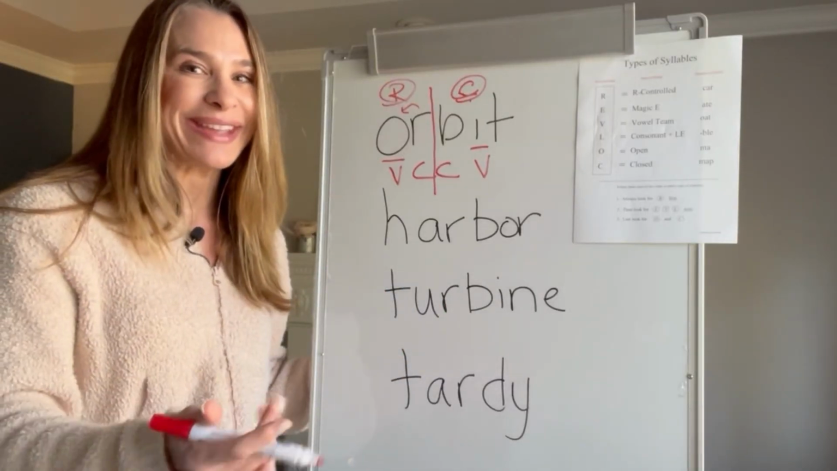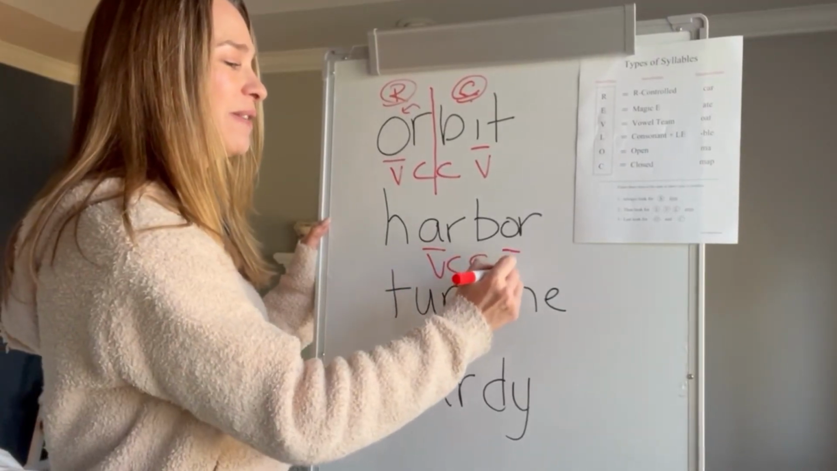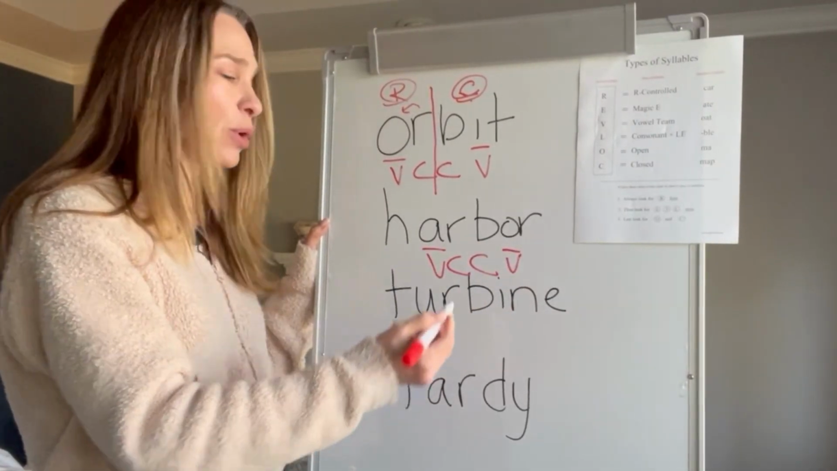But you do the same thing. Underline your vowels. Label V, C, C, V. These are all still VCCV words.